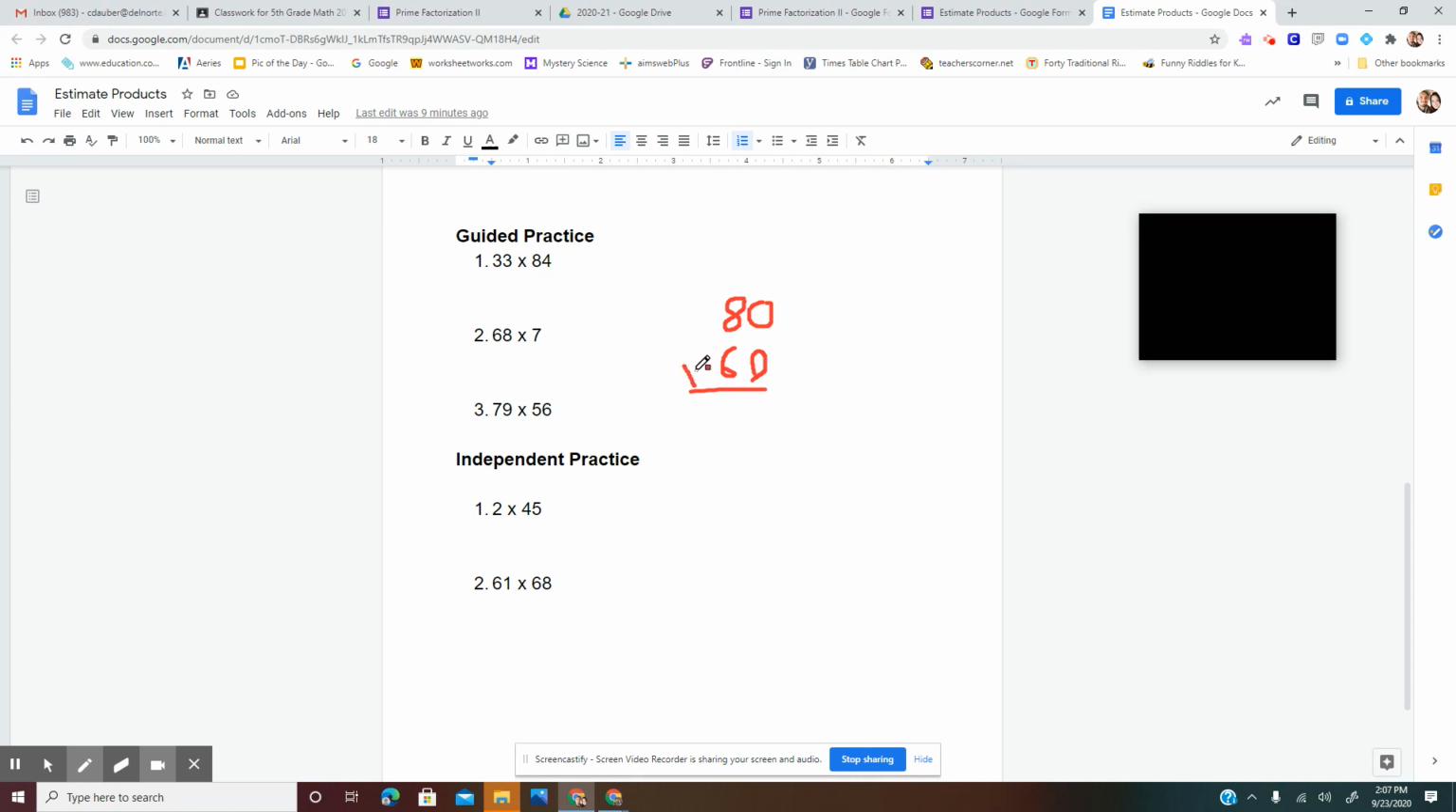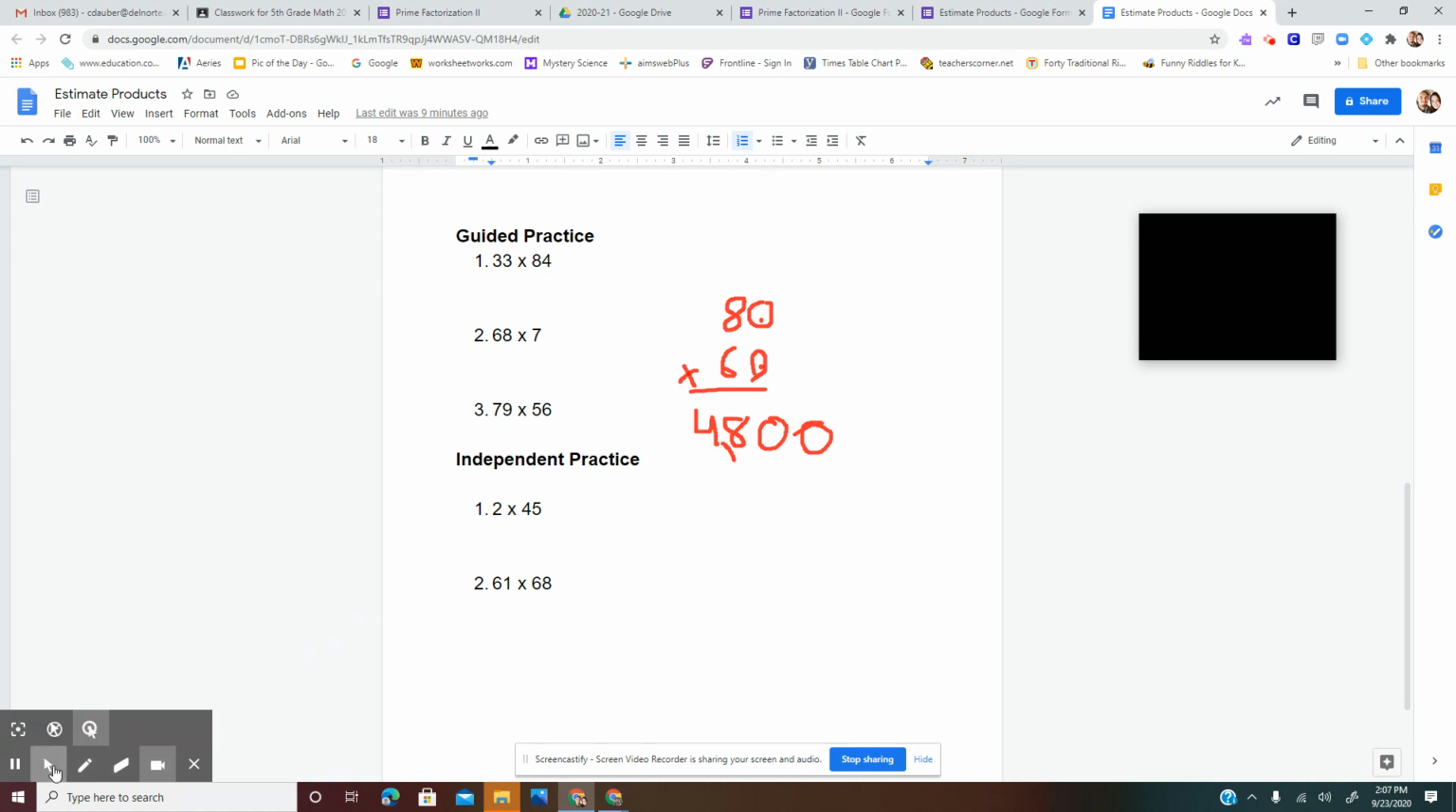Now we multiply, and 8 times 6 is 48. And we take these 2 zeros in both factors and add them to our product. So the answer is 4,800. So 79 times 56 is about 4,800.